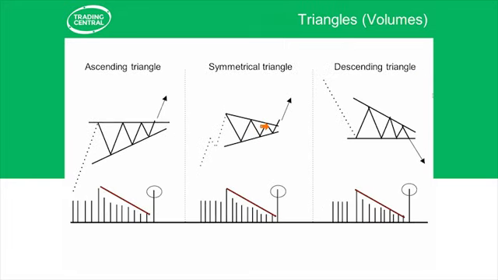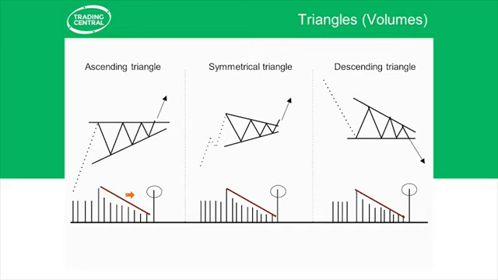Just a word about volume. It's always the same story. The volume is decreasing during the formation of the pattern and increasing when prices validate the pattern. When prices break above the horizontal trend line of the ascending triangle, break above the descending trend line on the symmetrical triangle, or break below the horizontal support on the descending triangle. So always have a look at volume when you can, and volume must confirm the validation if you want the pattern to be trusted.